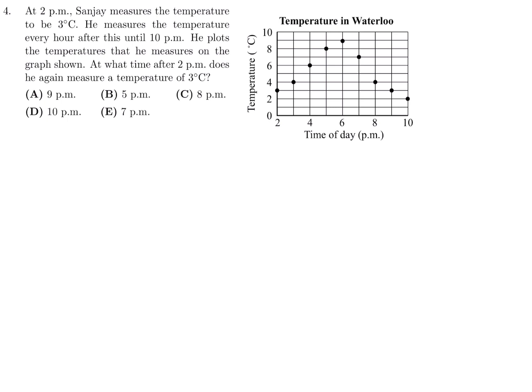At 2 p.m., Sanjay measures the temperature to be 3 degrees Celsius. He measures the temperature every hour after this until 10 p.m. and plots the temperatures on the graph shown. At what time after 2 p.m. does he again measure the temperature of 3 degrees Celsius? The first time it's 3 degrees Celsius is right there. If you look at this graph, the next time it's 3 degrees is right here, and that happens at 9 p.m. So number 4, the answer is A.